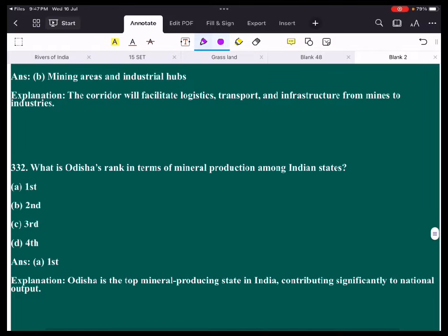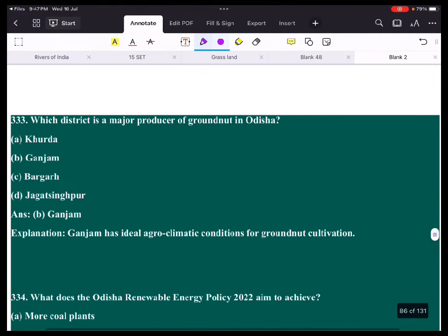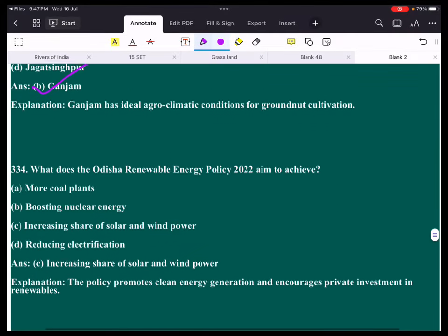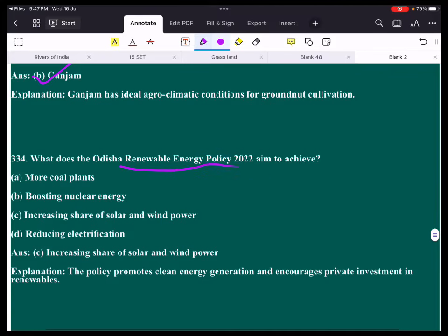What is Odisha's rank in terms of mineral production among Indian states? That is first. Which district is a major producer of groundnut in Odisha? That is option B, Ganjam. What does the Odisha Renewable Energy Policy 2022 aim to achieve? That is increasing the share of solar and wind power.